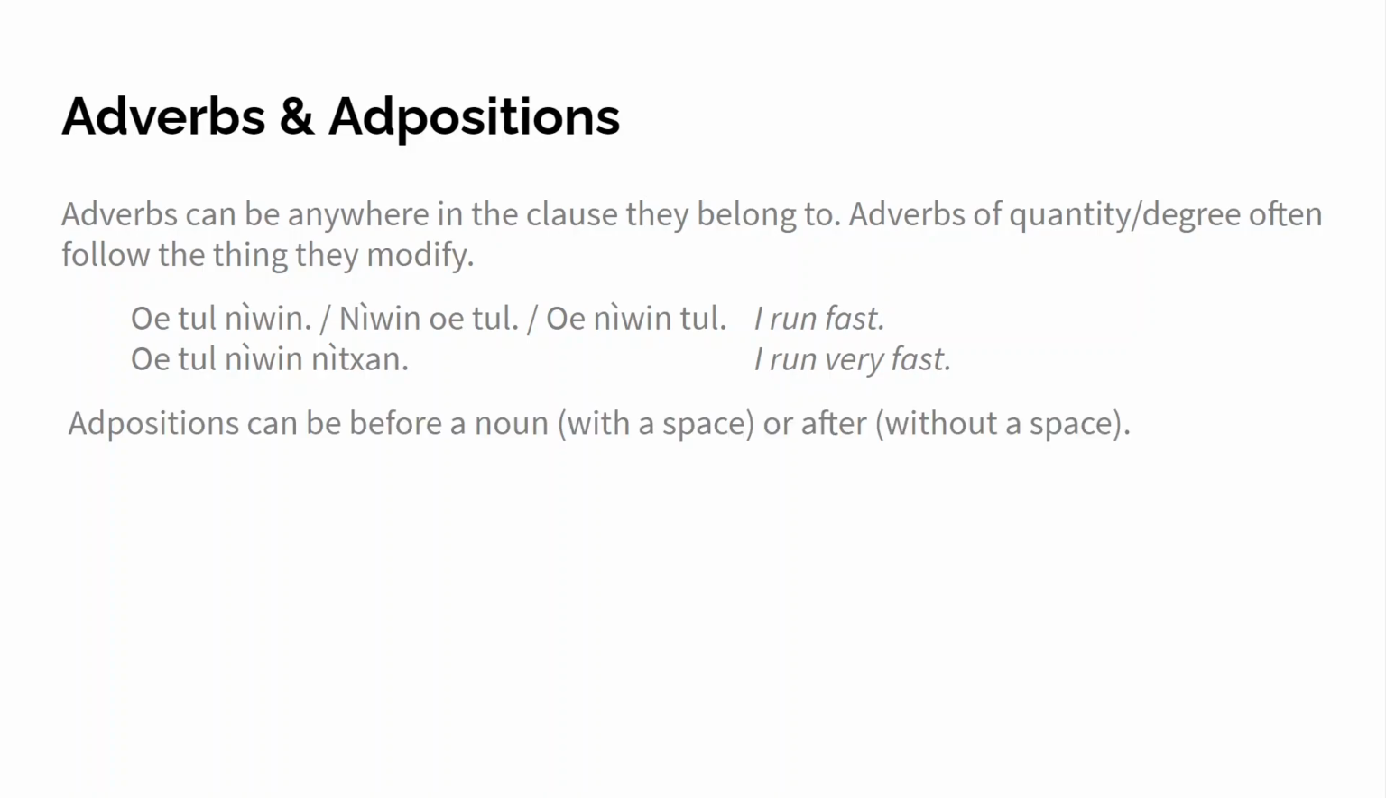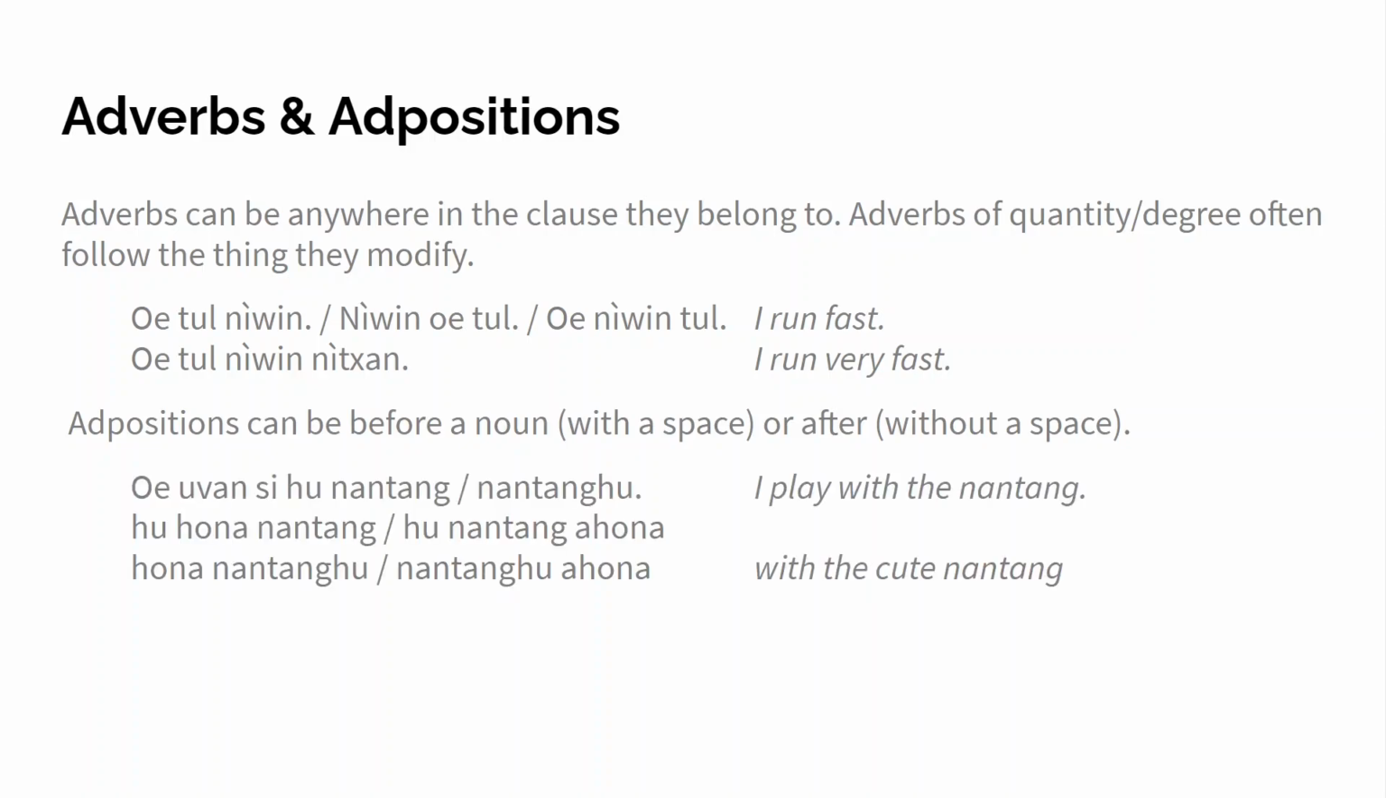Adpositions can be before a noun with a space or after without a space. Here are some examples. Oe uvansi hu nantang or oe uvansi nantang hu. I play with the Nantang. If we combine this with an adjective, in this case hona, cute, we have 4 different possibilities.